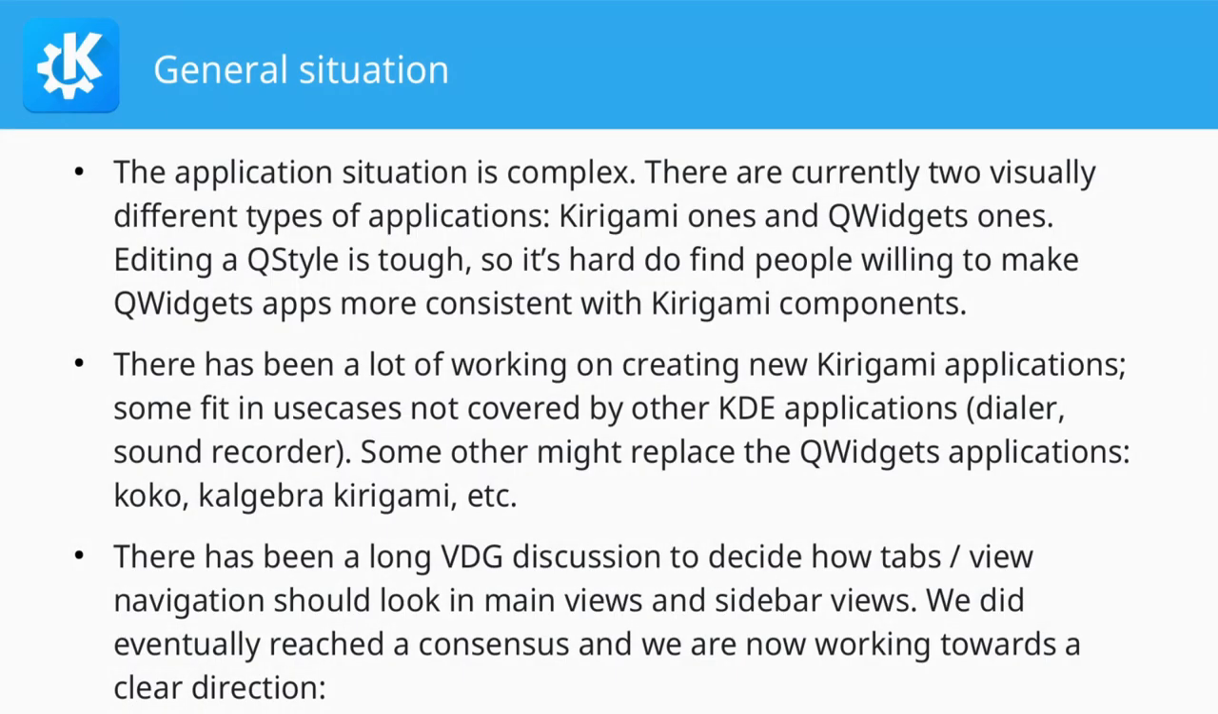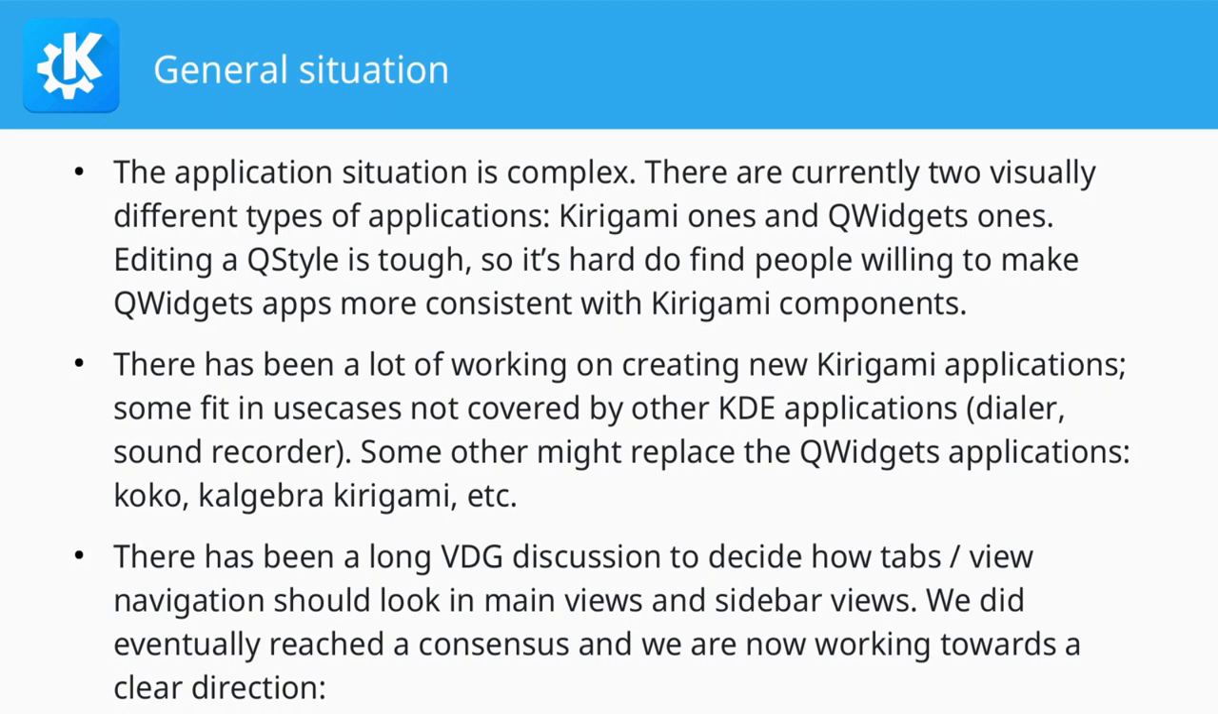So we've talked about Plasma, so we can try to see what the situation is in applications. First of all, the application situation is a bit more complex. There are currently two visually different types of application: we have QWidgets ones and the Kirigami ones. Editing a QStyle is tough, so it's hard to find people willing to make QWidgets more consistent with Kirigami components. There has been a lot of work on creating new Kirigami applications, some fitting use cases not covered by other KDE applications, such as the dialer and the recorder and so on. This is mainly driven by the development effort in Plasma Mobile. And some others might replace the QWidget application.